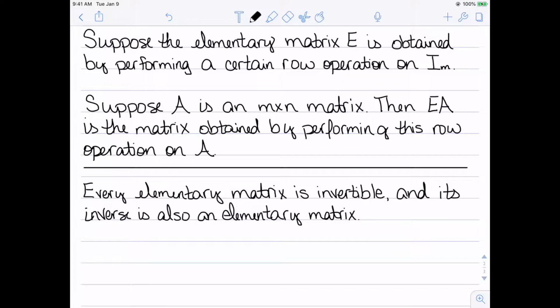One of our other big properties is that every elementary matrix is invertible, and its inverse is also an elementary matrix. While I also won't formally prove this one, the idea is that every row operation is reversible, and the inverse of an elementary matrix is the elementary matrix that results from that inverse operation. So the idea is just that we're going to undo the row operation with another row operation.